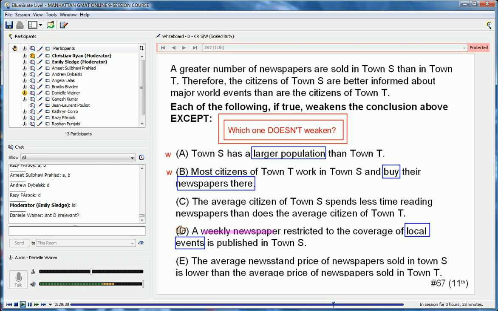Because the fact that there is something restricted, that only covers local events, doesn't add or take away from the conclusion that we're talking about.